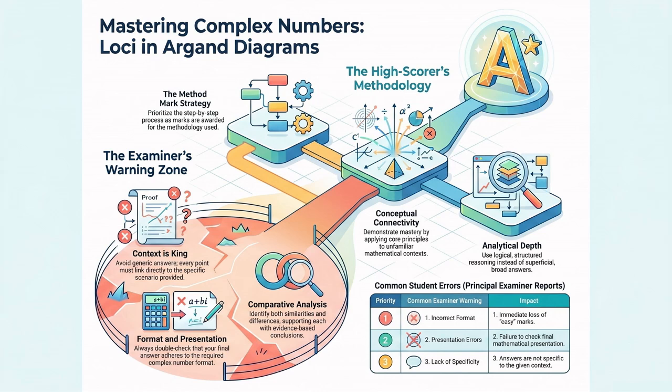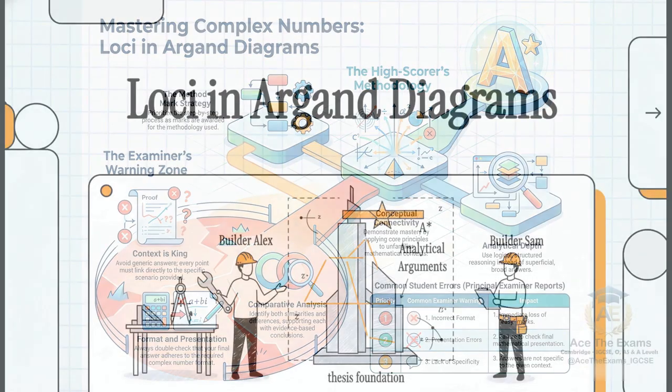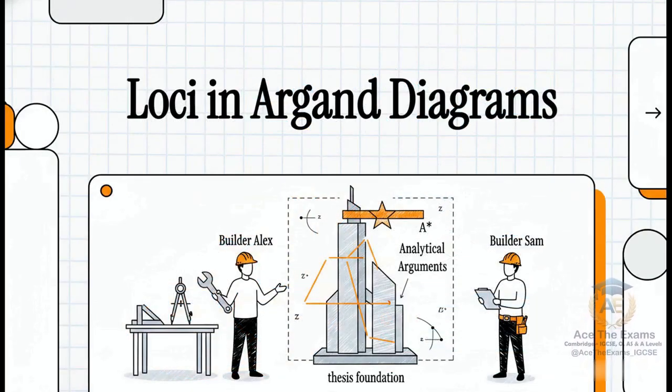I am your chief architect, and today we are taking on an absolutely critical construction project. We're tackling what is arguably one of the most structurally demanding challenges in the entire Cambridge AS and A-level Mathematics 9709 syllabus. I'm talking about complex numbers and loci and Argand diagrams.